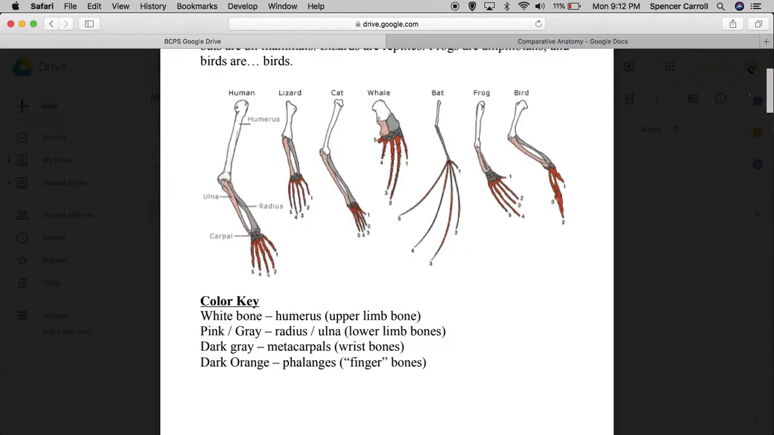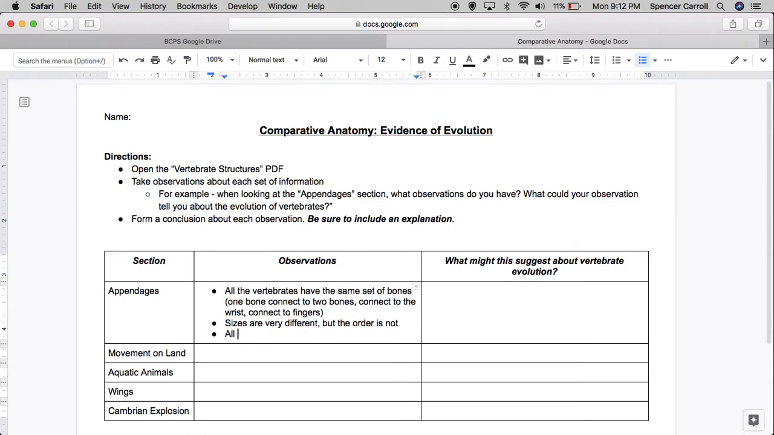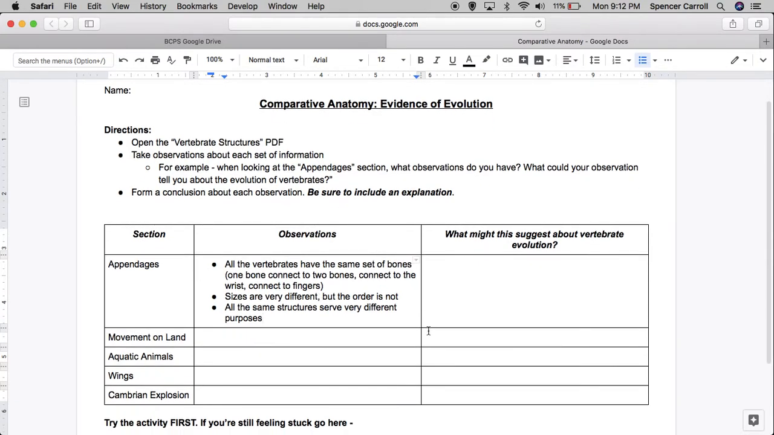I'm also noticing a human hand, a lizard leg, a cat leg, a whale flipper, a bat wing, a bird wing, and a frog leg. All the same structures serve very different purposes. All right, so here are my observations. All the vertebrates have the same set of bones. The sizes are different, but the order's not. And they're all the same structures, but they serve very different purposes.